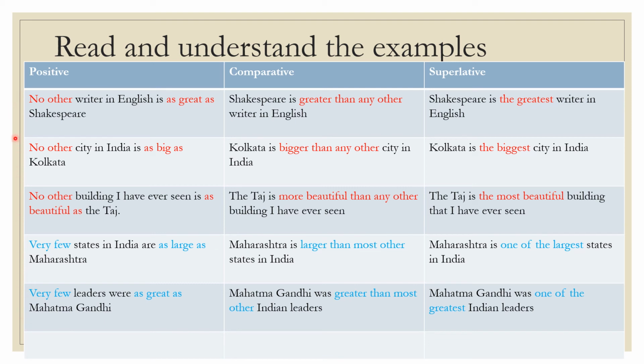This is a particular way in which you will interchange from the superlative, the comparative and the positive degree. When it is the -est, you write -er than any other, and you will begin the positive with no other, as great as. And when it is one of the -est, or it is one of the largest, then you will write the comparative as -er than most other. Here it is larger than most other. And in the positive, you will begin by writing very few, as large as, or as whatever as. So very few states in India are as large as Maharashtra.